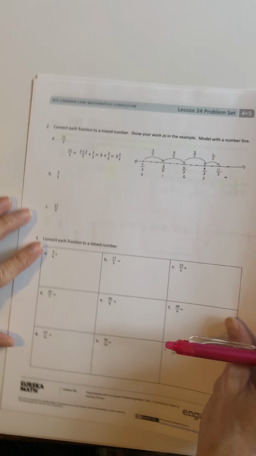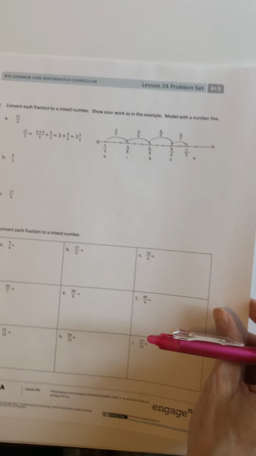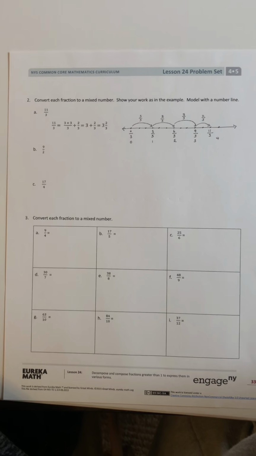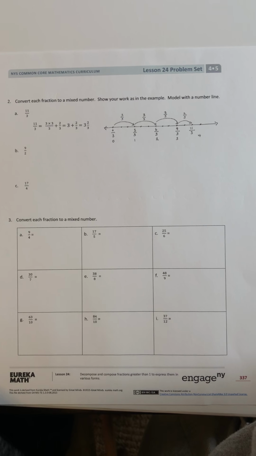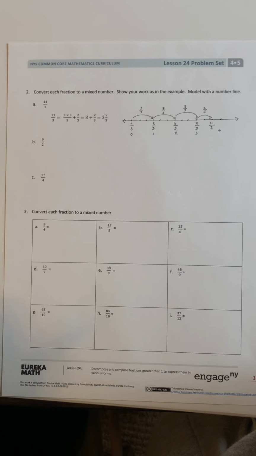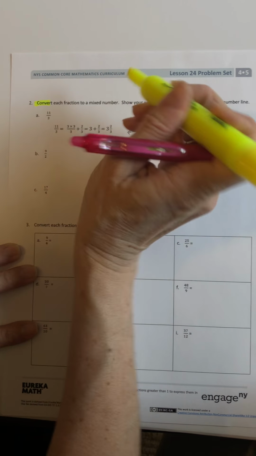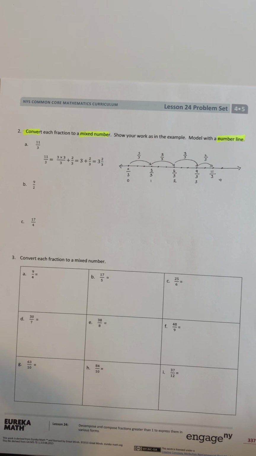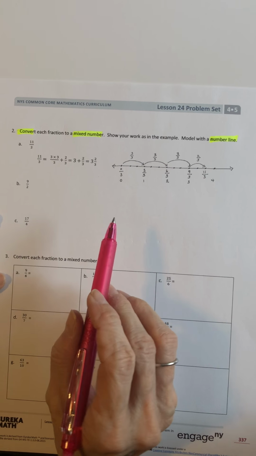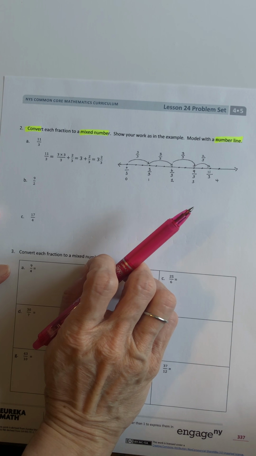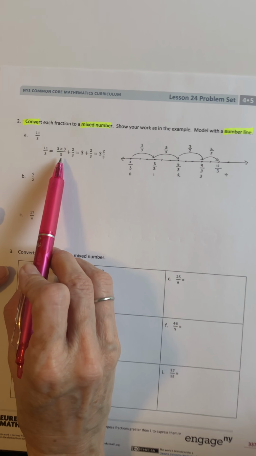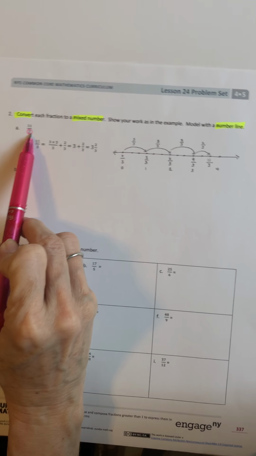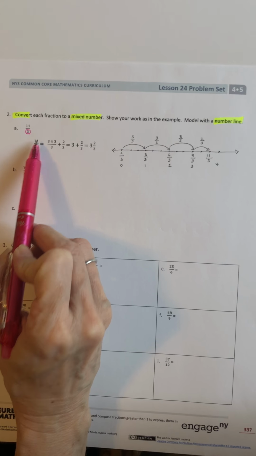All right, boys and girls, we are ready for number 2. Convert each fraction to a mixed number. Show your work as in the example and model with a number line. So we are converting to a mixed number, and we're also using a number line along with the equation. And we're going to do something a little bit different than what Eureka did, but I'll show you that in a bit. So we're starting with 11/3, identifying our unit fraction here.